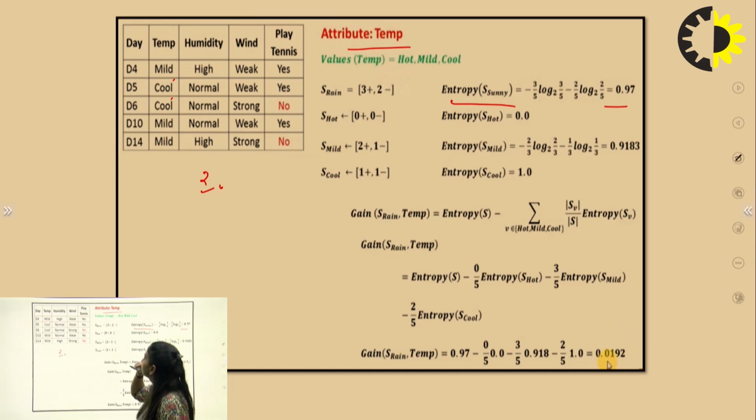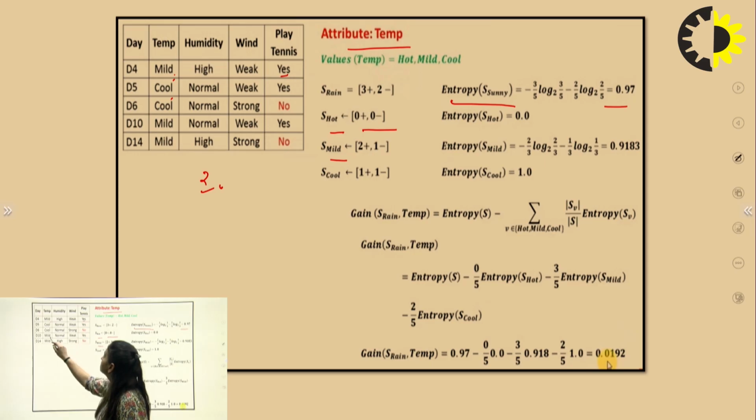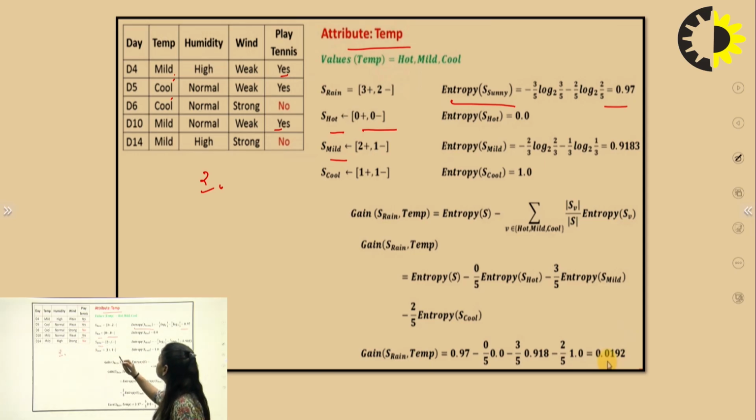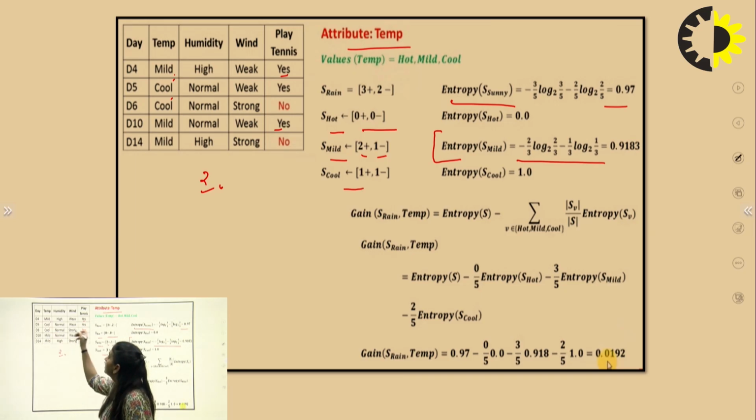Okay, we have hot, so there is no value such, so it is 0. Then we have mild. In mild we are getting a yes, so it is 2 positive and 1 minus. Similarly, 2 positive and 1 minus, we'll apply the entropy formula and we get 0.91. Then cool is occurring twice and 1 is yes, 1 is no. So entropy for this is 1.0.